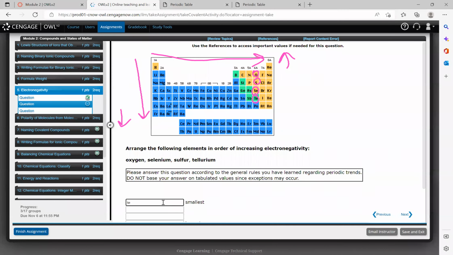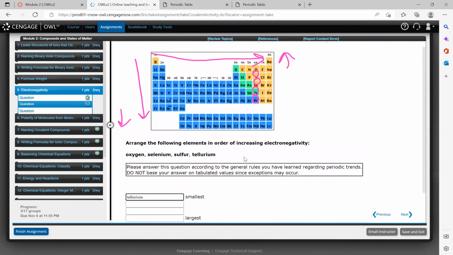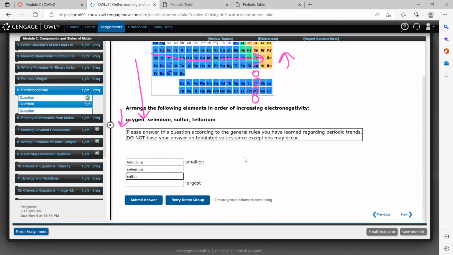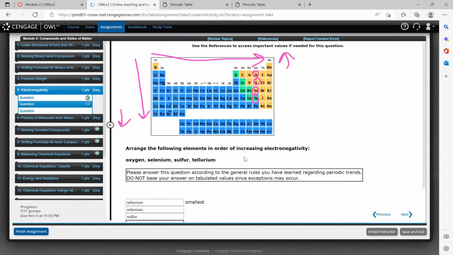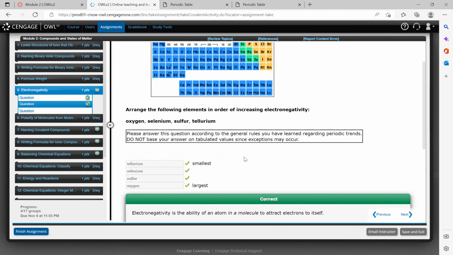So tellurium, I actually believe that's how you properly pronounce it, would be the smallest. Then we would have selenium, then sulfur, and finally oxygen, because remember, fluorine is going to be the most electronegative and francium would be the least electronegative. Submit our answer, and we're good to go.